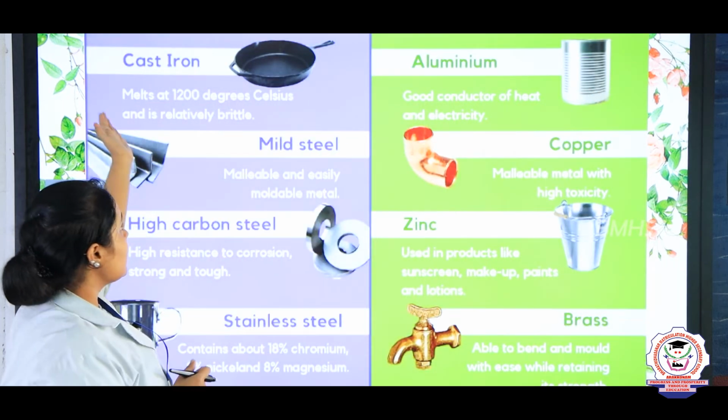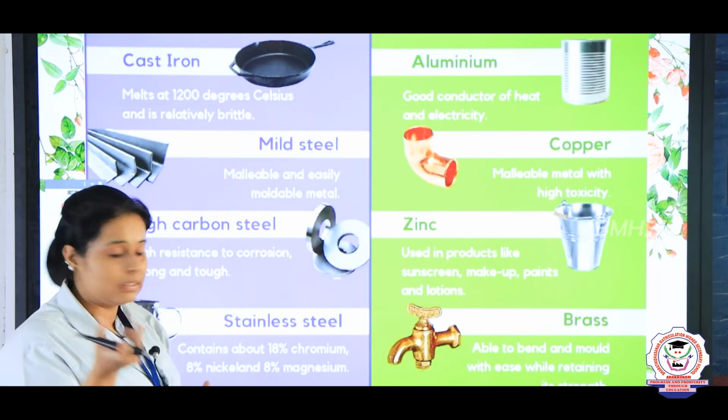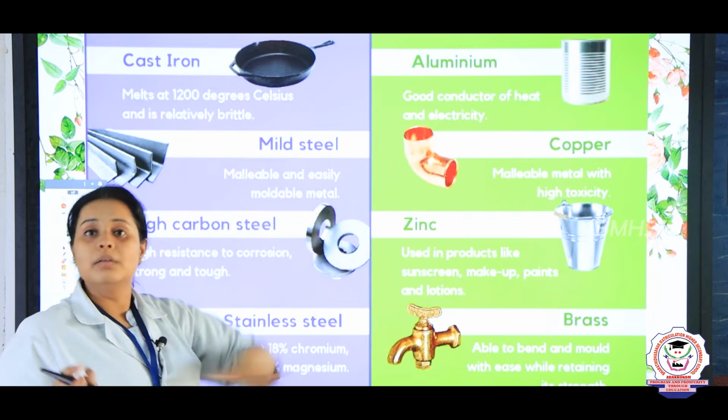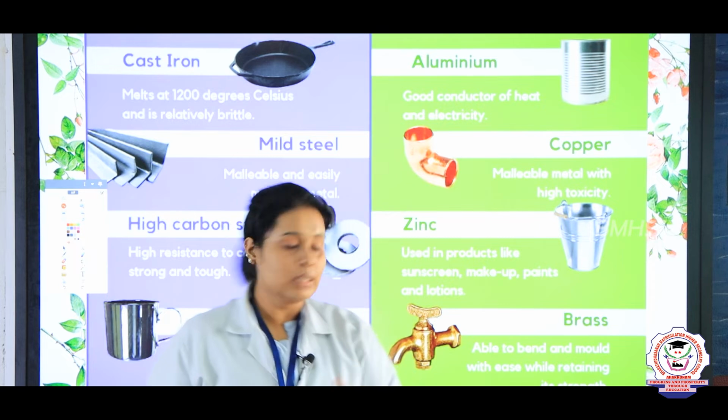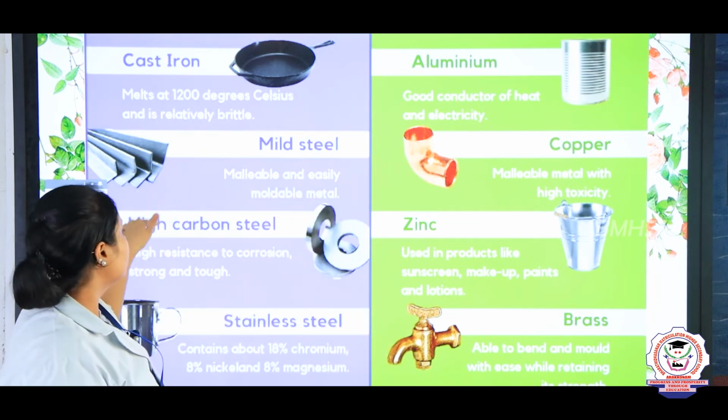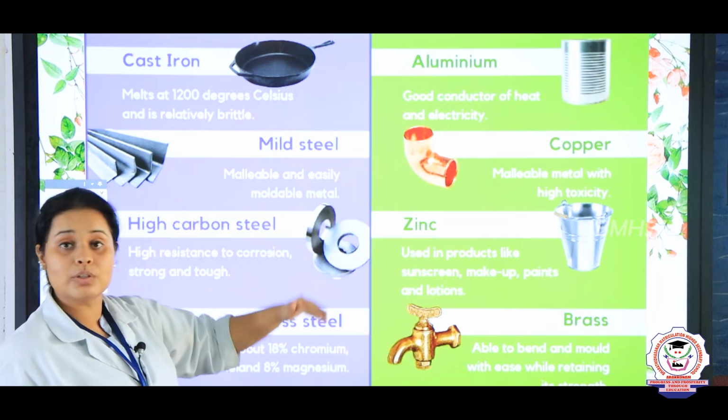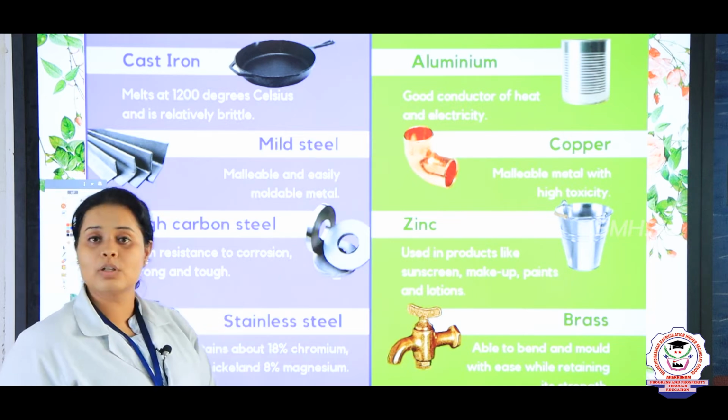Here you can see the cast iron is having the name itself, iron. Then mild steel, in mild steel the main component which we are taking is iron. Then the high carbon steel is also having iron, and then stainless steel is also having iron.